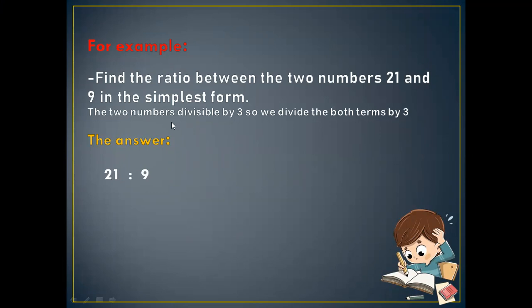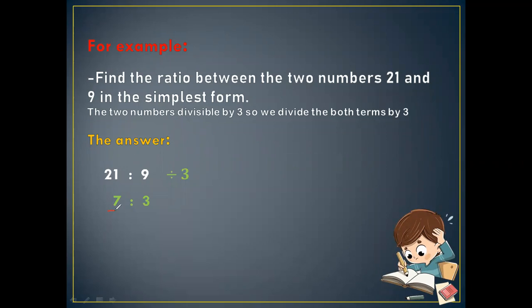Okay, how can we simplify? Both of them are divisible by 3. So when I divide each one by 3, 21 divided by 3 equals 7, and 9 divided by 3 equals 3. Okay, is it the simplest form? Yes, it's the simplest form. Why? Because we have here 7, which is divisible only by itself and 1. It's a prime number.